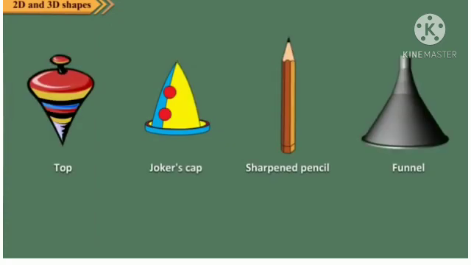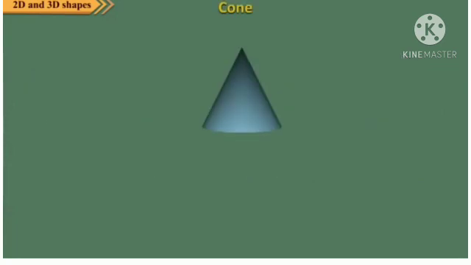Children, now look at these familiar objects. All these objects have the shape of a cone. A cone has 1 vertex and it has 1 curved edge. It has 2 faces, 1 curved face and 1 flat face.